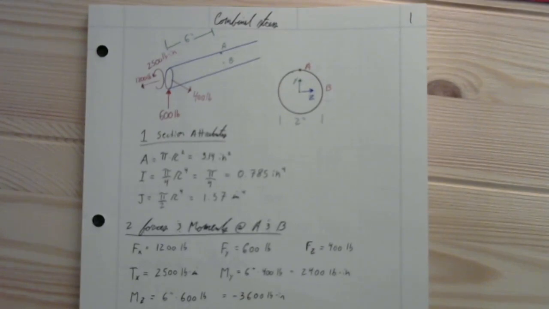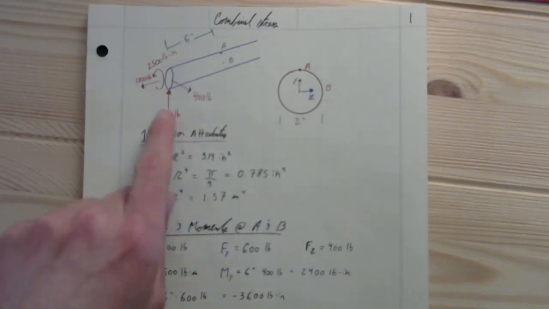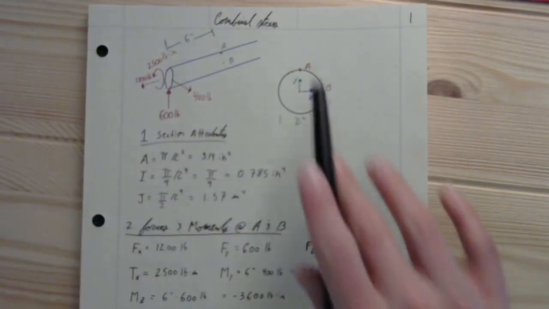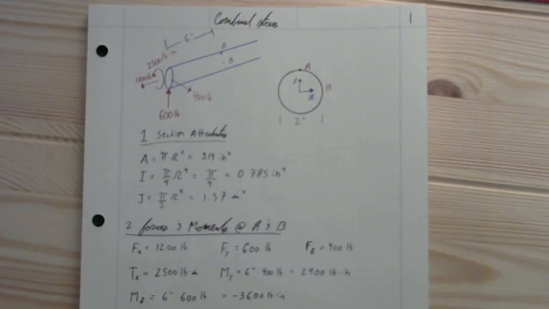This first video will go through our problem statement, what it is, and talk about what points we want to know the stress at. We'll go through determining the section attributes, such as the area, the second moment of inertia, and the polar moment of inertia, things you should know how to do very easily by now. And we'll talk about what these stresses and moments are internally at the points that we're considering.